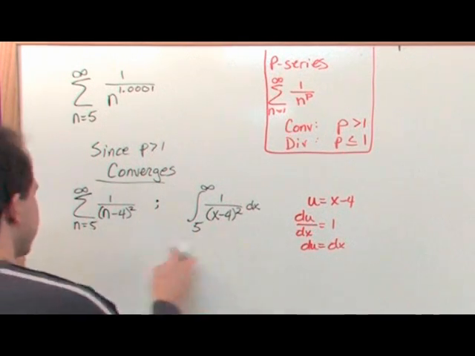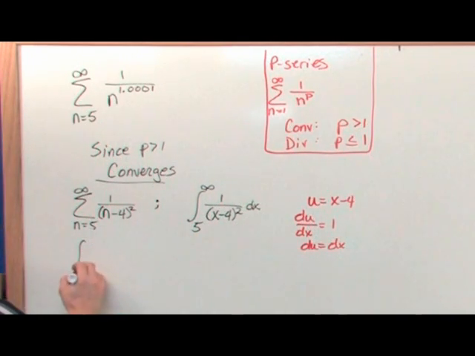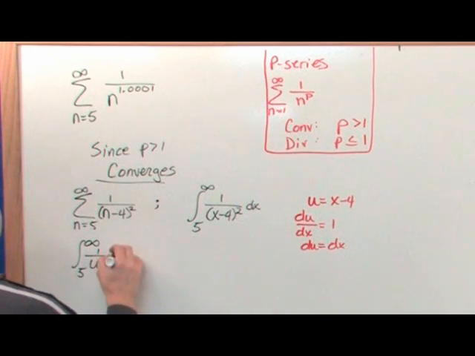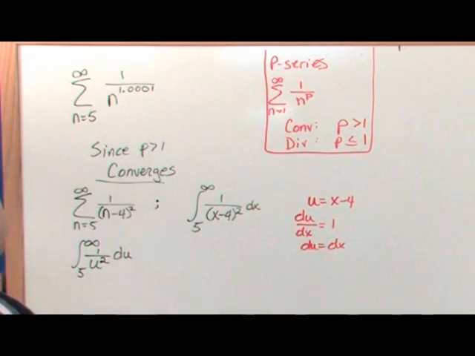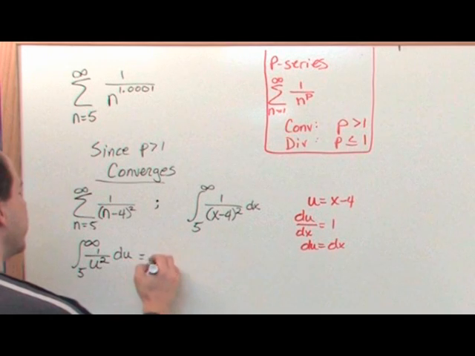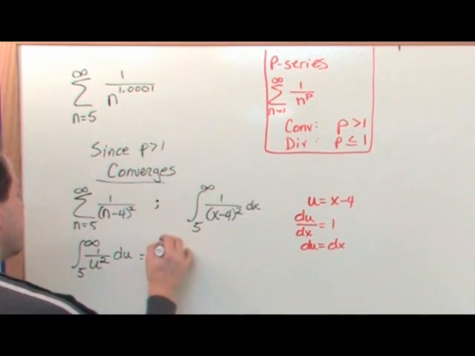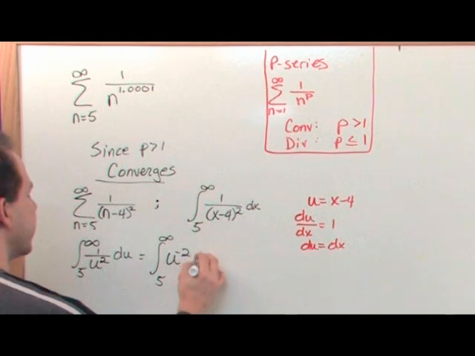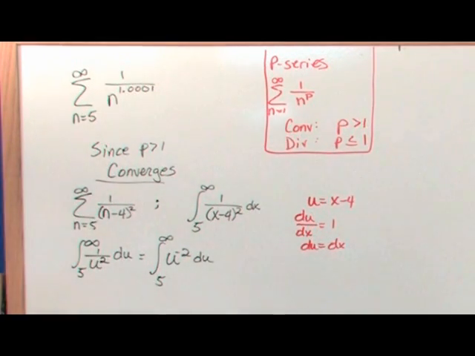So let's go ahead and plug it in. Continuing on over here, you'll have integral from 5 to infinity, 1 over u squared, because u is equal to x minus 4, times dx, but we said dx was equal to du. Okay, so look, you have a nice simple integral here. I always like to write these integrals when I have 1 over something raised to a power as a negative exponent, because it just helps me when I apply my exponent rule.